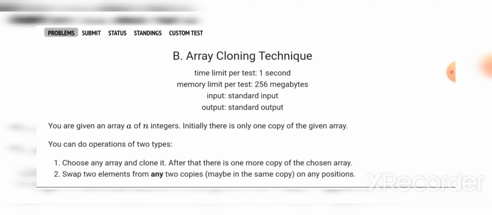Today we are going to discuss a Codeforces problem which appears in Codeforces Round 781, and this is the second problem of the particular contest. So the problem statement says that you are given an array A of size n. Initially there is only one copy of the given array. You can do operations of two types.